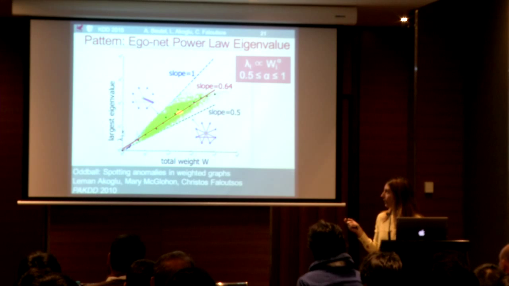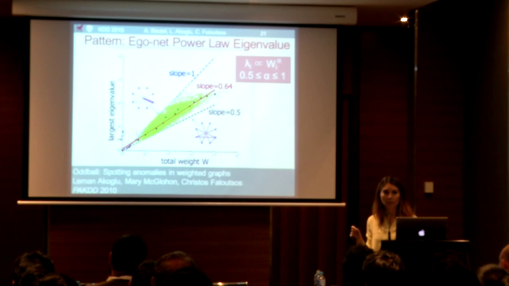So here, again, the green dots are the ego networks, and there are millions of them in a graph. So these are the patterns of ego networks.